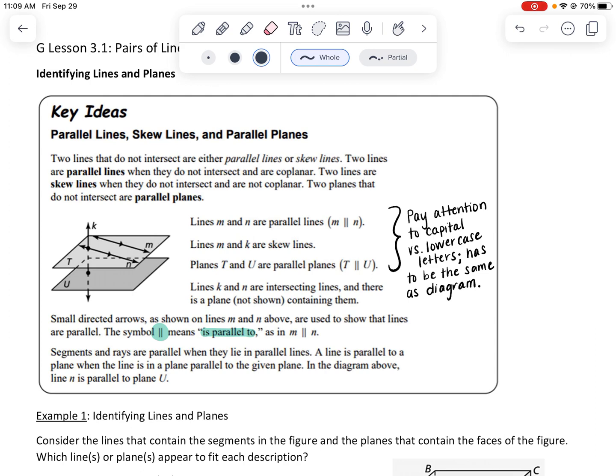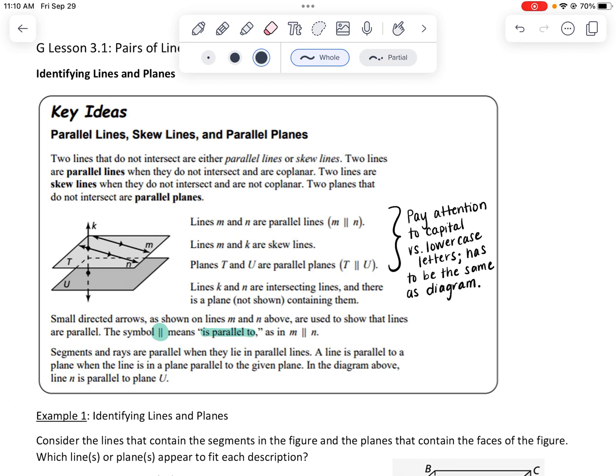And then parallel planes are just two planes that don't intersect. You do want to pay attention to capital and lowercase letters. They have to be the same as the diagram. So if the diagram uses lowercase letters, you use lowercase letters. We just want to make sure it's consistent to what we're talking about.